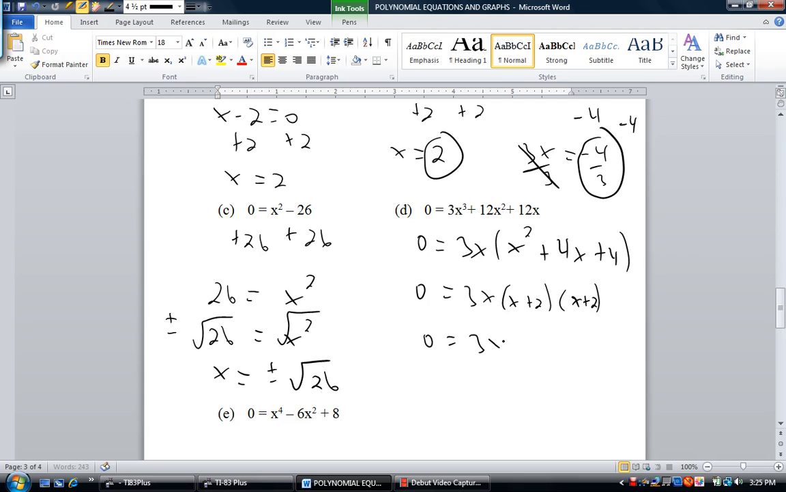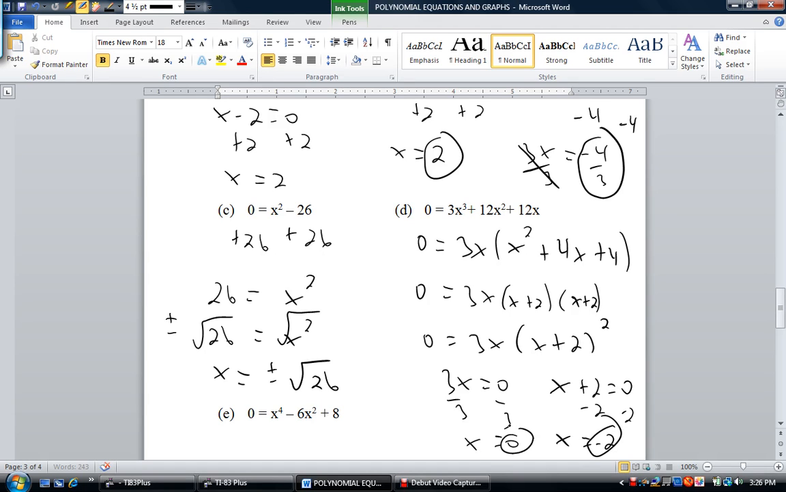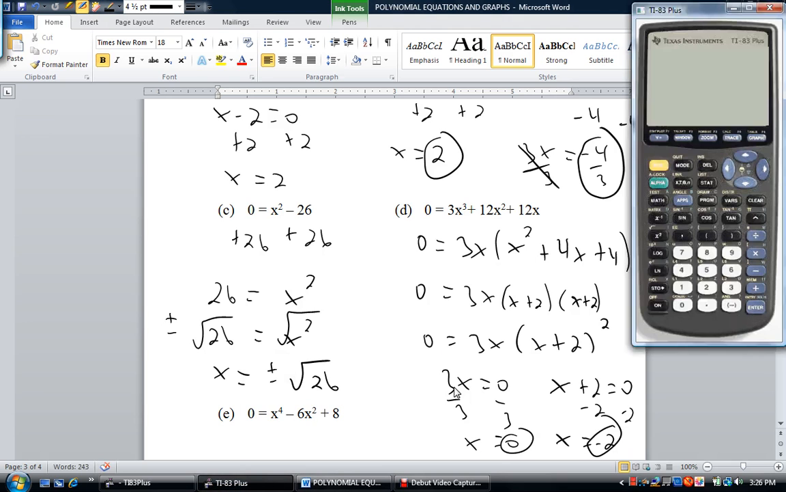And you can actually rewrite it like this if you want to. Which means to find the answers for 0, I set each of those factors equal to 0. Since I have 2 of these x plus 2's, it suffices to only solve one of them. Now to solve 3x equals 0, we divide both sides by 3, and we get x equals 0. Subtract 2, and we get x equals -2. Once again, if you're not sure about your factoring, you probably do want to use your calculator.